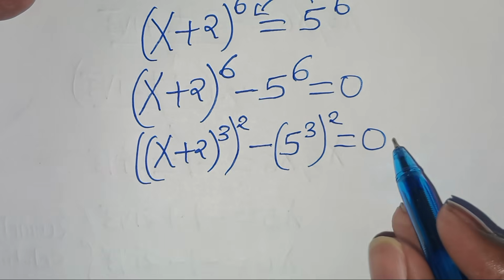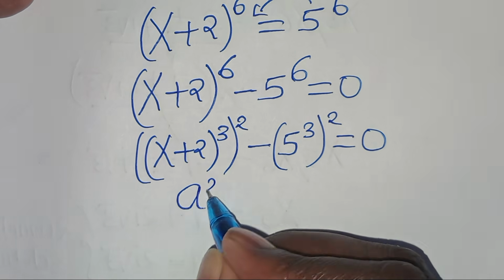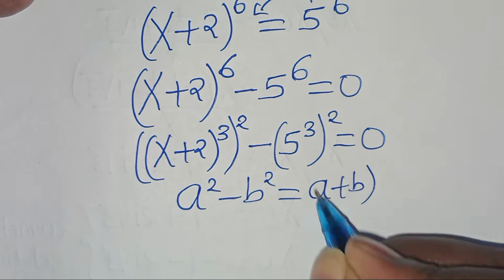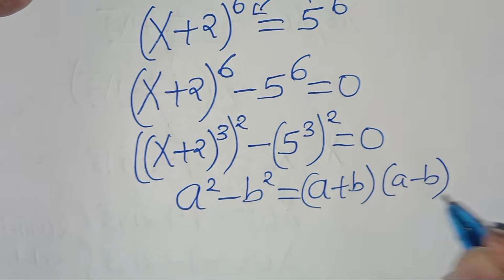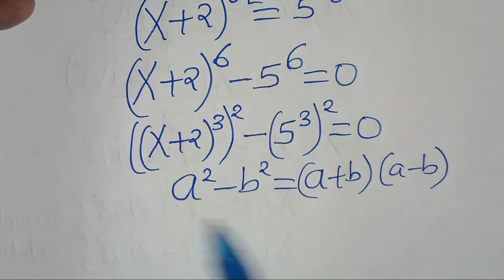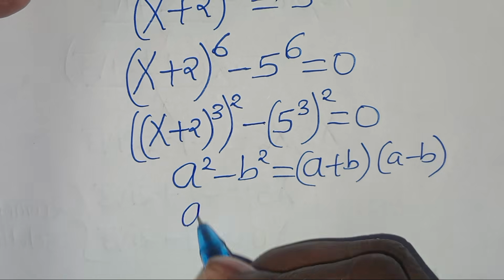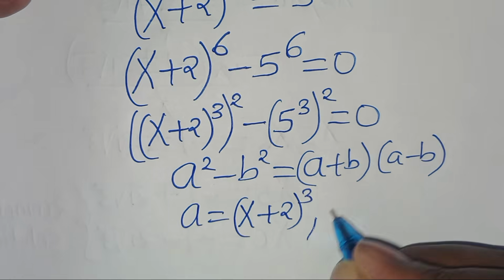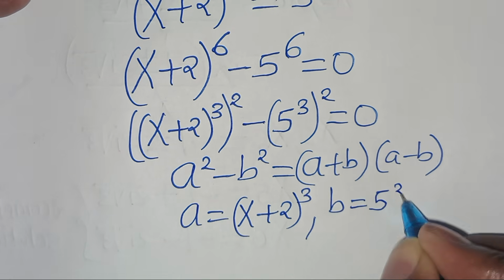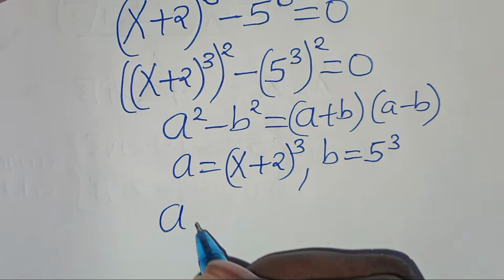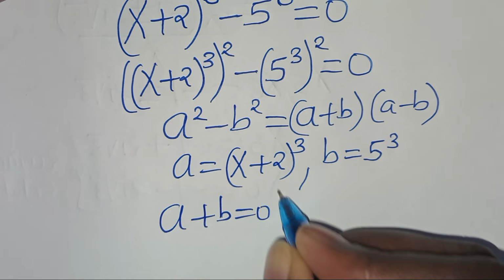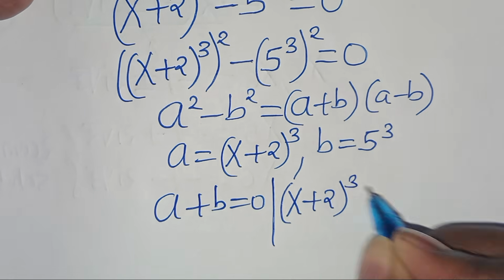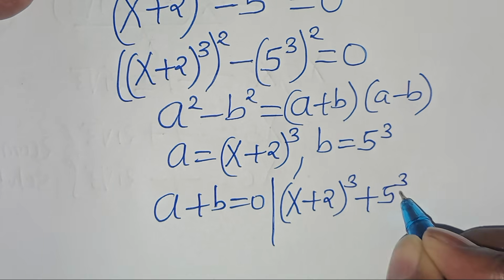From this equation, we have the form a squared minus b squared, which we can express as (a+b) multiplied by (a-b). This is the difference of two perfect squares. Here a is equal to (x+2)^3, and b is equal to 5^3. So we have a plus b equal to 0, the same thing as (x+2)^3 plus 5^3 equal to 0.